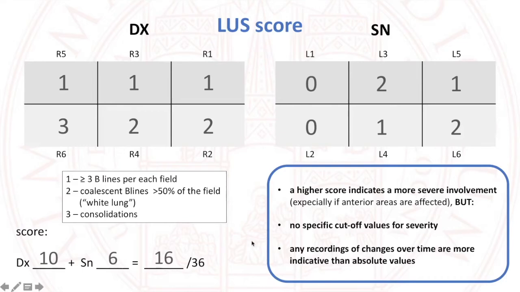And for sure, the opposite is also true. So if this number is increasing, meaning that B lines are becoming more dense, or some consolidations are appearing, that means that the patient is going worse, and maybe we want to consider a higher intensity of care.